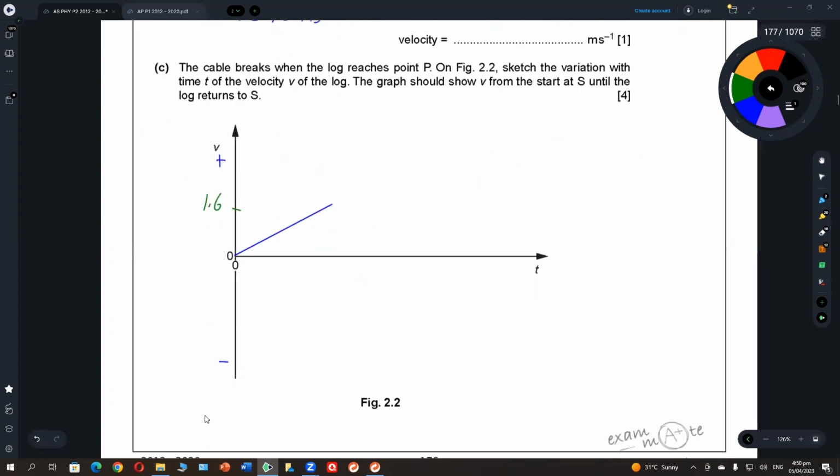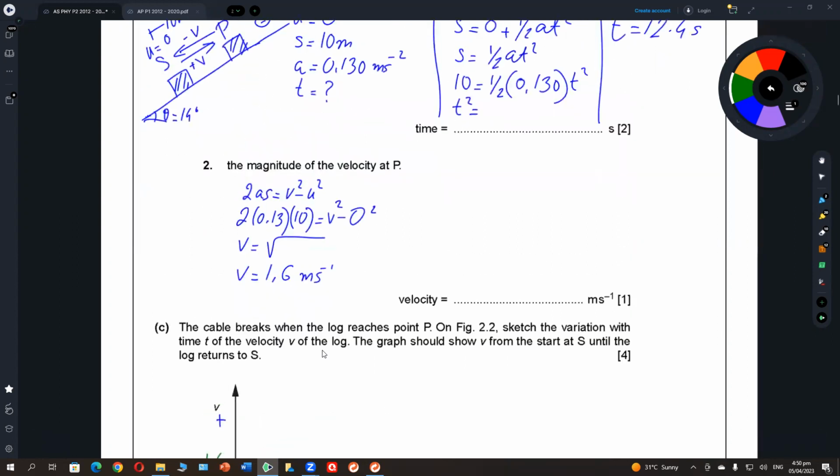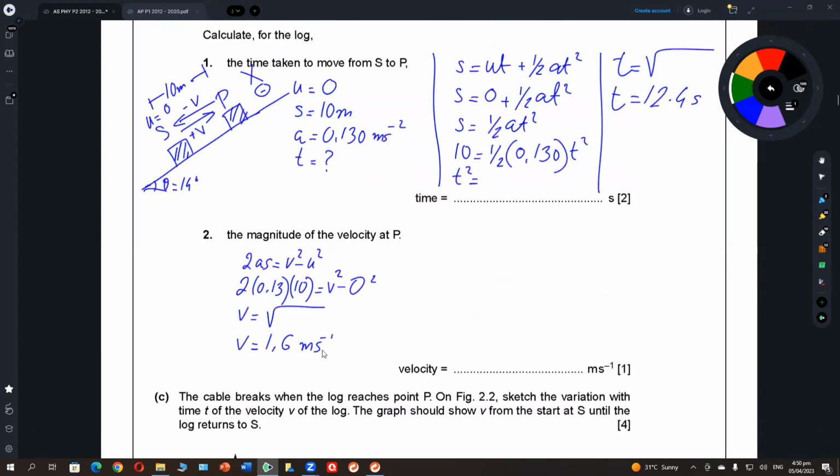So should I take the graph upward or should I take it down now? After going a bit upwards, it will go down. I have already reached P. After that, velocity after P, do you think velocity will increase or decrease? The cable has broken. It will increase.